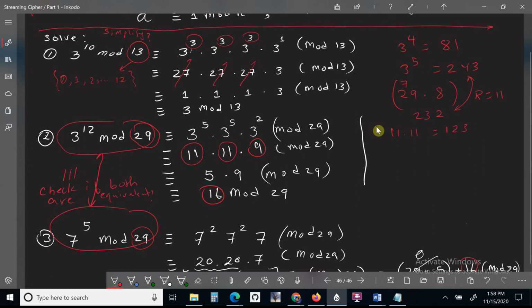And you want to find out how many 29s are in that. So it's 29 times 4. If we multiply by 4, it's like 120, so this is actually 116. So when we try to find the remainder, the remainder is actually 7.